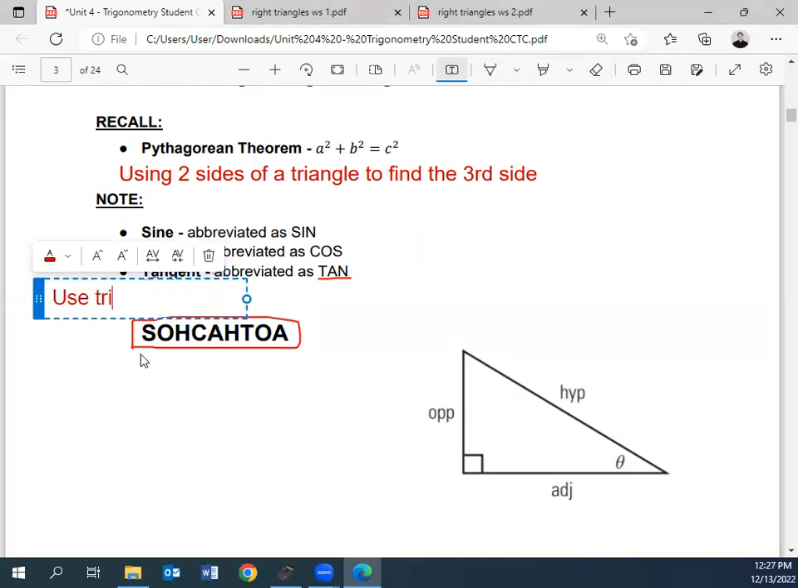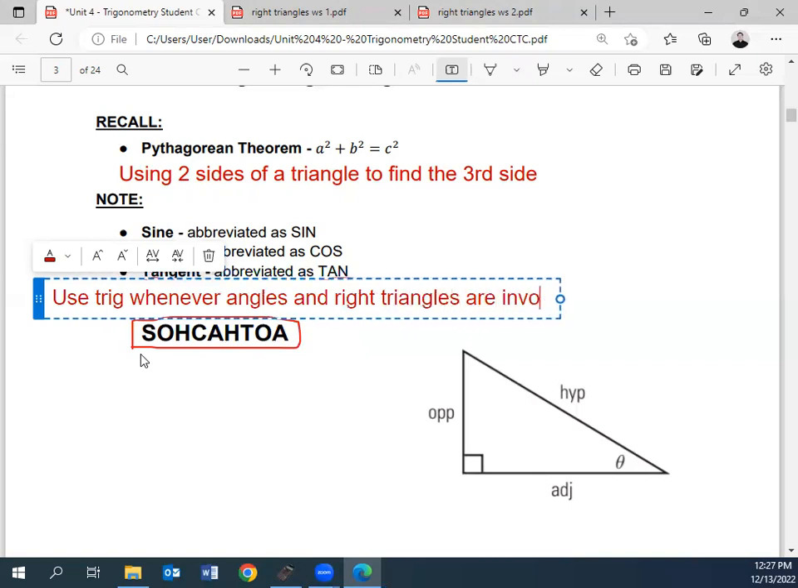So we use trig. That's what those three things are. I'm just going to put trig. We use trig whenever angles and right triangles are involved. You can use trig to find angles. That's primarily what we've done. Sometimes you can use it to find the lengths of sides as well, actually. But you only use it when angles themselves are involved.